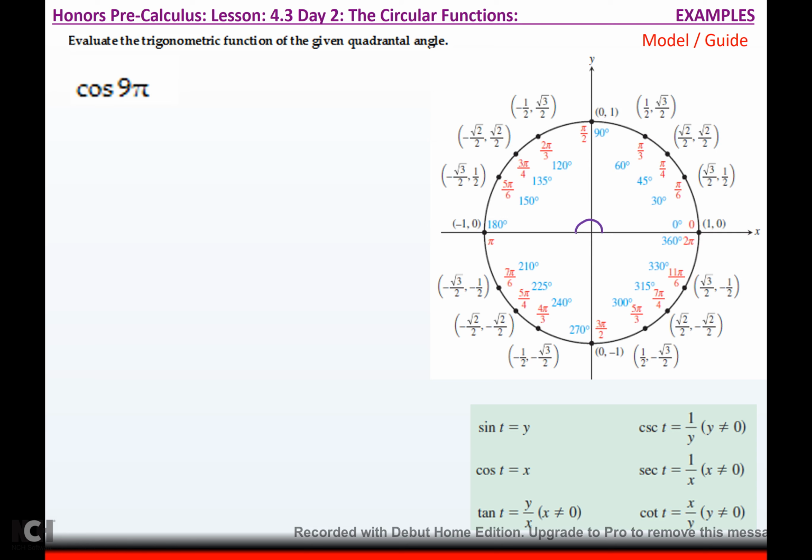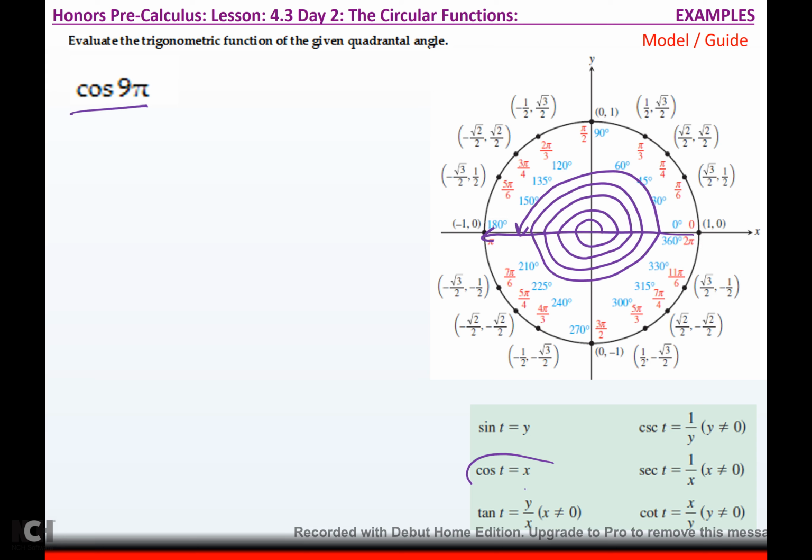Well, that would be 1 pi, 2 pi, 3 pi, 4 pi, 5 pi, 6 pi, 7 pi, 8 pi, 9 pi. So I'm actually over here at 180 degrees. I just got really dizzy going there. So this is my angle, and I want cosine, and cosine is x, and the x coordinate of that point is negative 1. Okay?